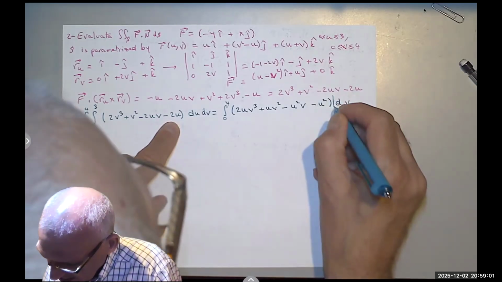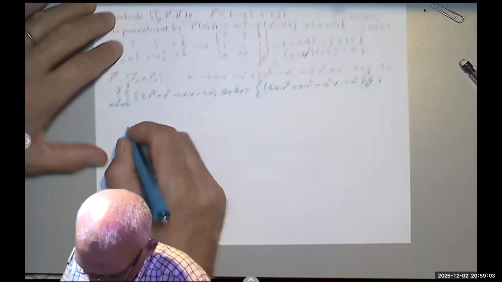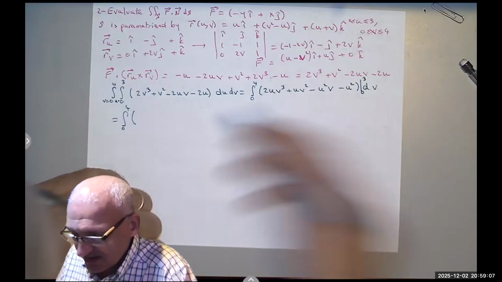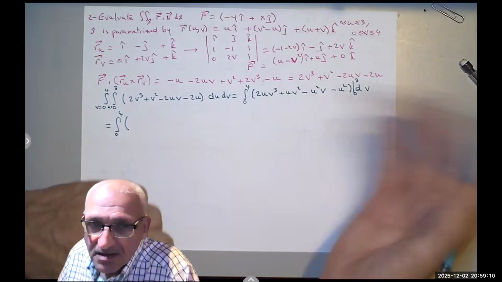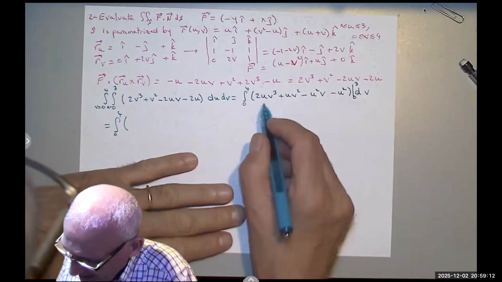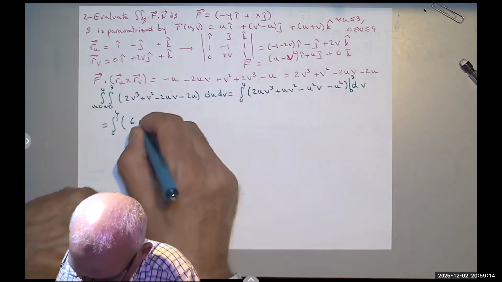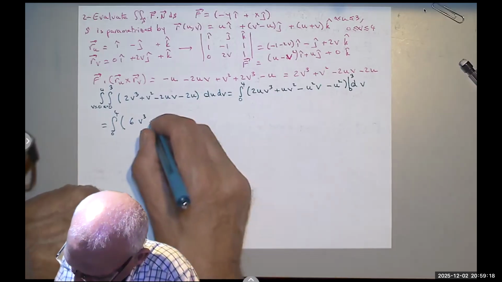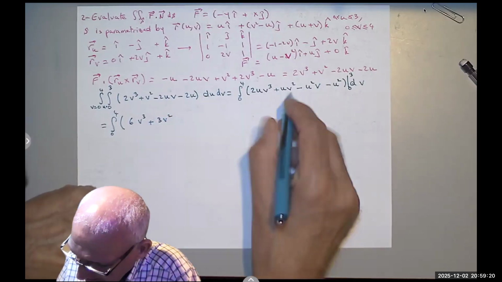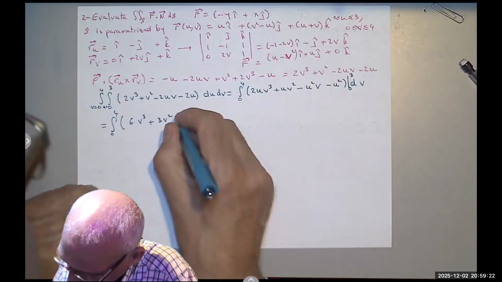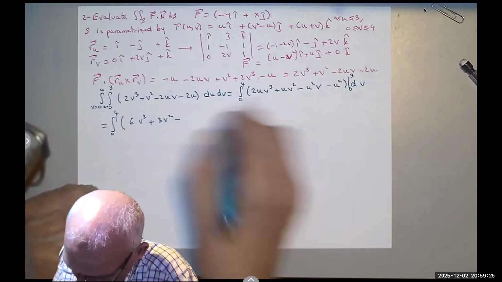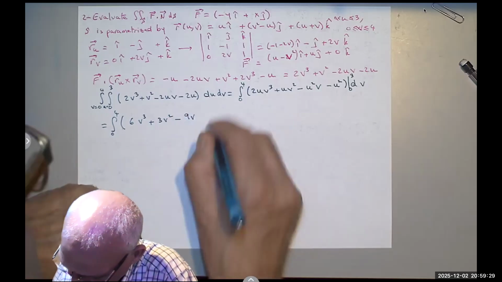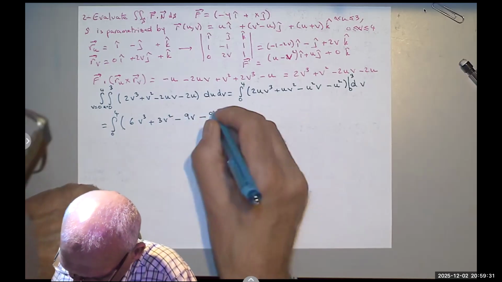And this is evaluated from 0 to 3, which becomes, notice the 0, I don't care about it because I subtract 0. So in the 3, I get 6v cubed plus 3v squared minus 9v minus 9 dv.